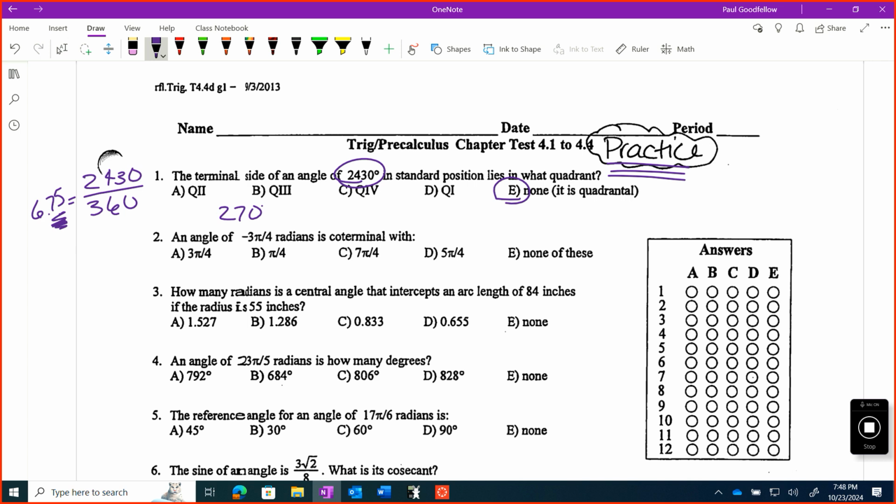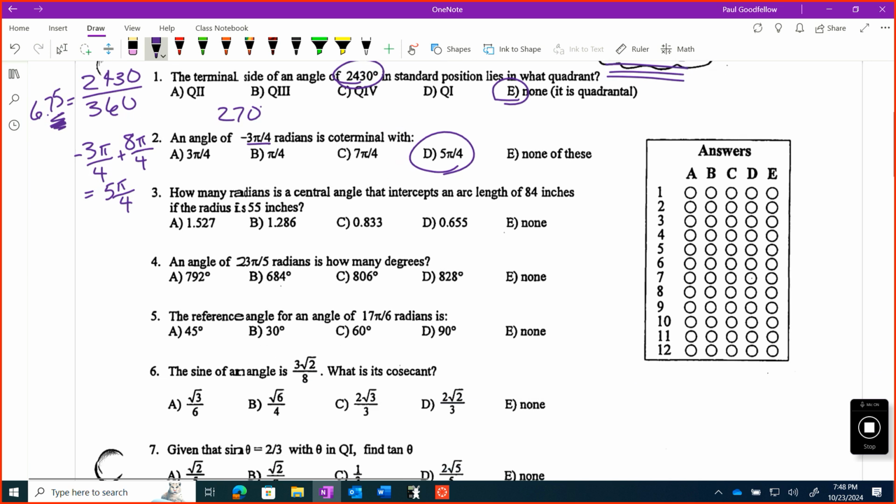Okay? Second question, what's an angle of negative 3 pi over 4 coterminal with? So I'm going to end up taking negative 3 pi over 4, and what I'm going to add to it is a full revolution, which is 8 pi over 4, and ultimately that'll put me at 5 pi over 4 is where that location is, and that should be your letter D. Okay? So again, watch that they want to write the answers in positive radians.